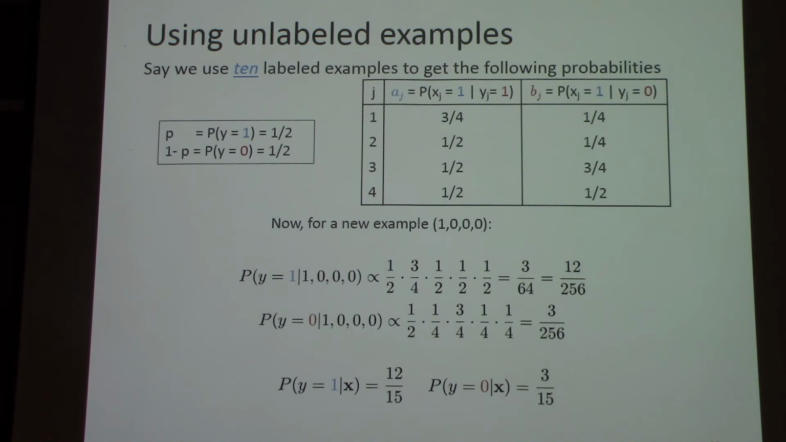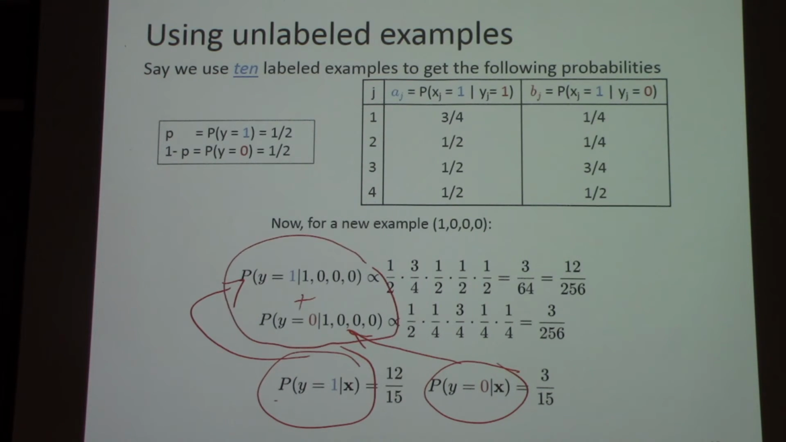Right? Questions before we go ahead? Where does 15 come from? Well, this quantity is the same as this, and this thing is the same as this. I know that these two numbers should add up to 1. I know that they are proportional: this one is 12 over 256, this is 3 over 256. The probability of y equals 1 given x plus the probability of y equals 0 given x should be equal to 1. So the sum of them is 15 over 256, and the denominator is just 15.